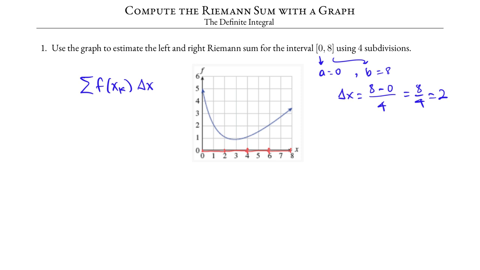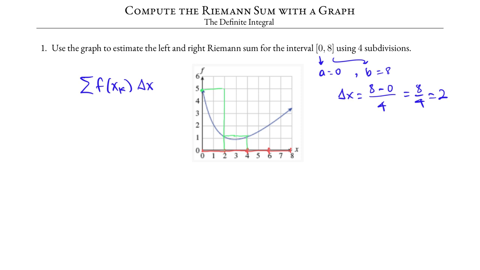Using the left endpoint for the first subinterval from 0 to 2, the left endpoint is 0. We would go to the graph to get the height, and then we draw the rectangle with that height on the interval 0 to 2. Similarly, for the next subinterval, we use the left endpoint, which is 2. Then we go to the graph to get the height of the rectangle. Then we draw the rectangle on the interval 2 to 4.